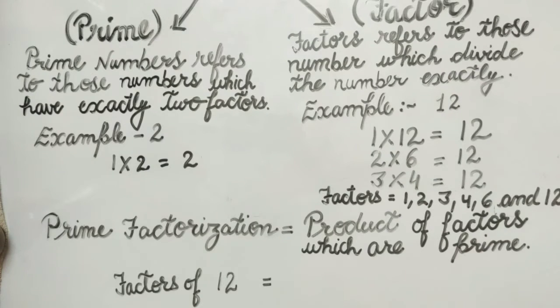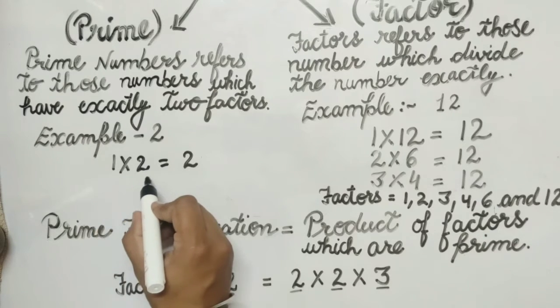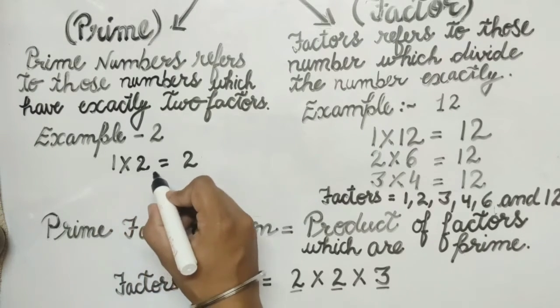So let's write down 2 multiply 2 multiply 3. Product means multiply. Factors which divide the number exactly, which are prime. Prime number, students, has exactly two factors. I told you 2 is a prime factor or a prime number.